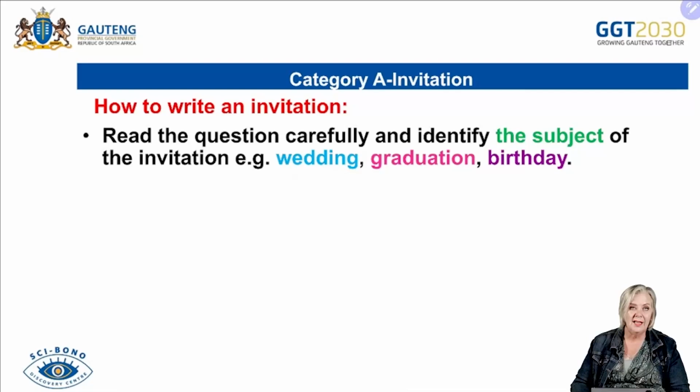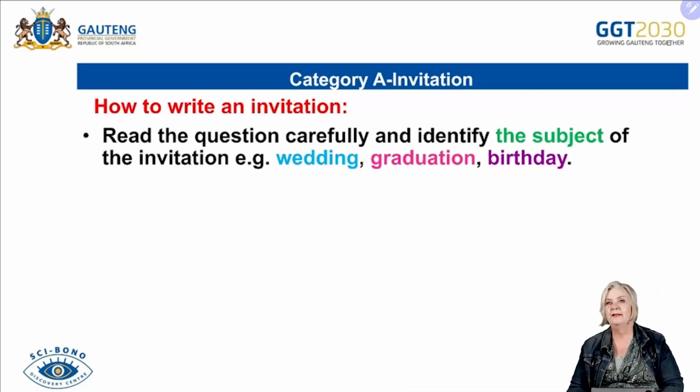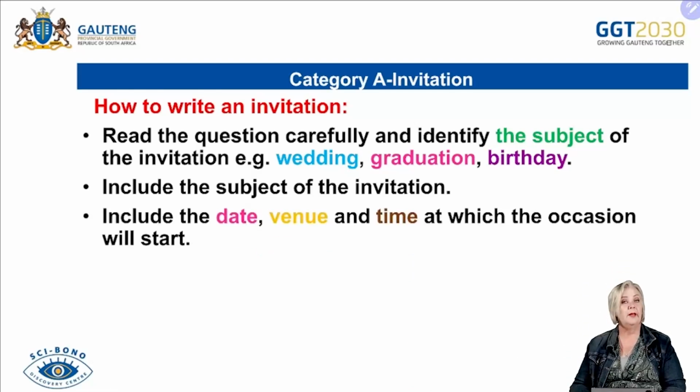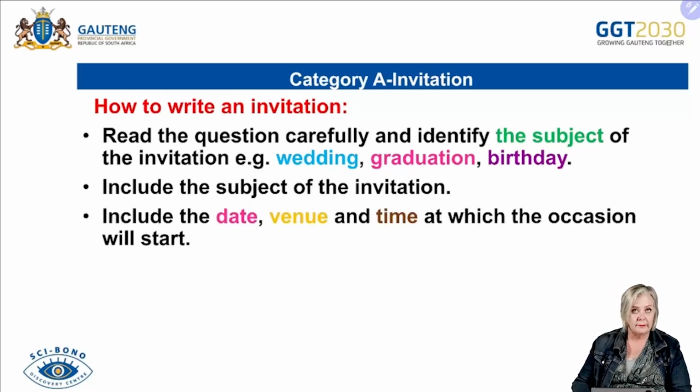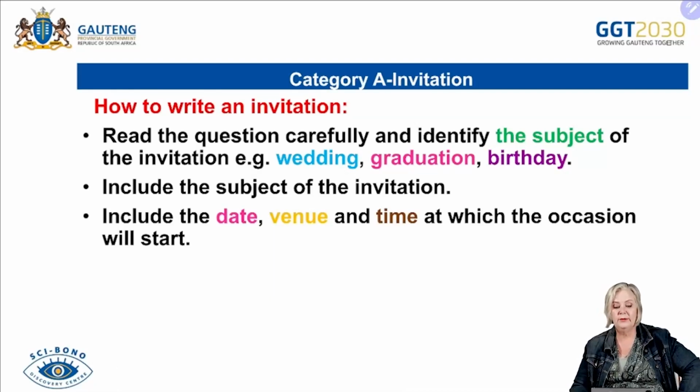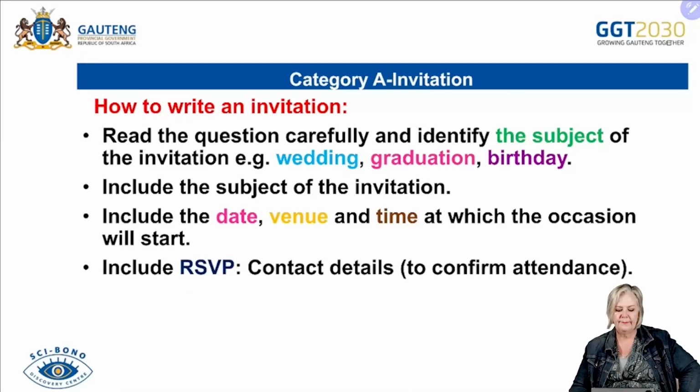Is it for a wedding? Is it for a graduation? Is it for a birthday? And there you might also want to focus on the target audience. Include the subject of the invitation. And then you include the date, when this party or whatever you are referring to will take place, the venue, where it is happening, and then also the time at which this occasion will start.